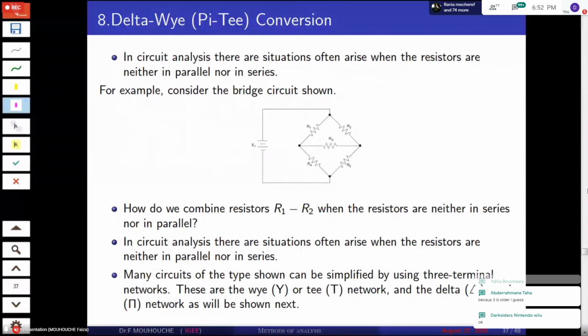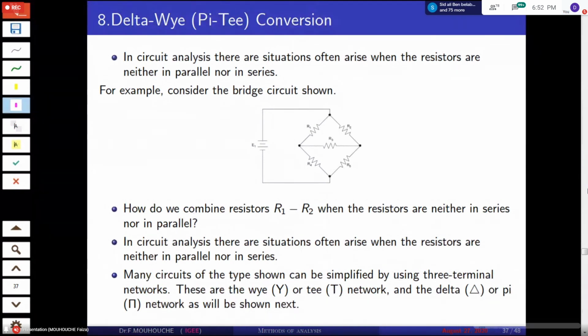Okay, if you have a question, you can ask me now or send a question by email. Miss, I have a question. Yeah. What is the difference between the dependent and the independent current and voltage sources?